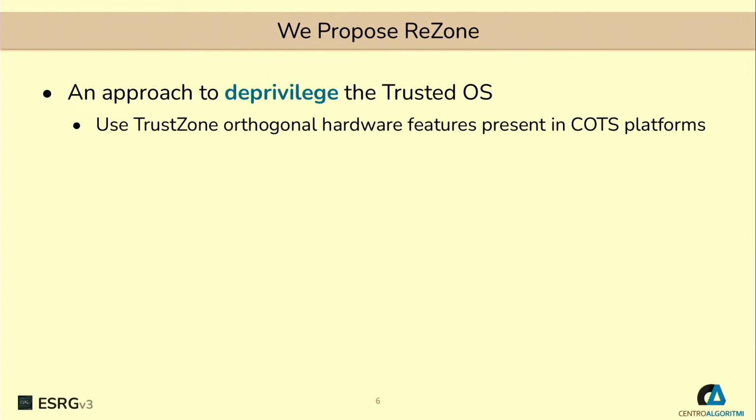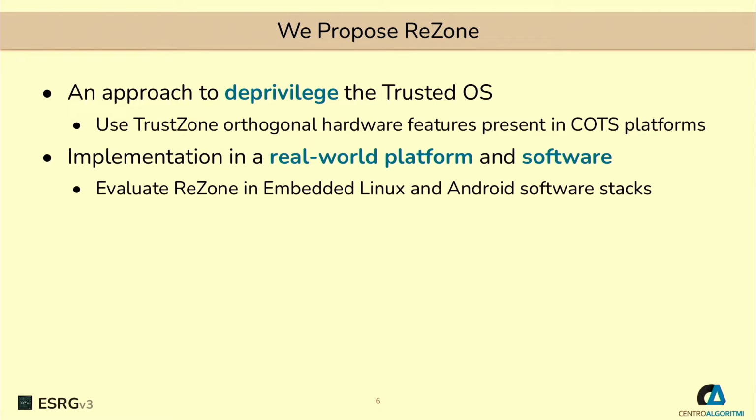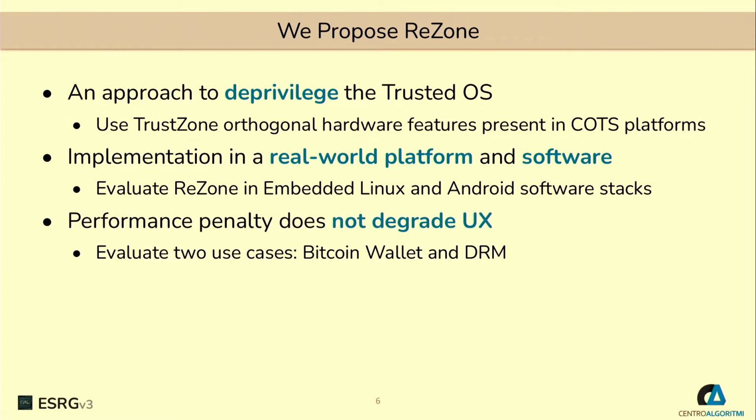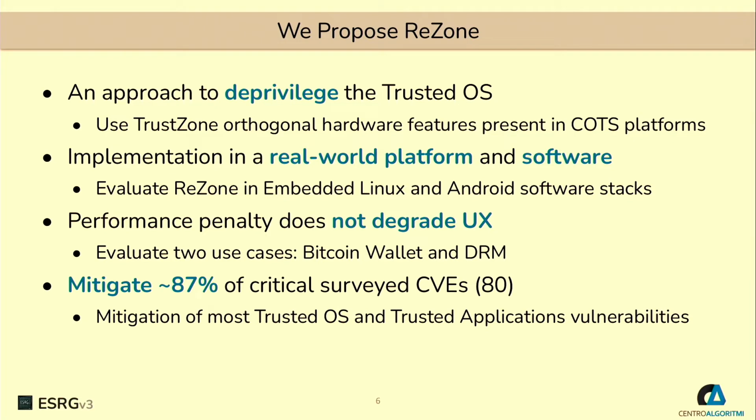So we propose ReZone. With ReZone, we make the following contributions. An approach to deprivilege the trusted OS. We use TrustZone-orthogonal hardware features present in commercial off-the-shelf platforms. We implement ReZone in a real-world platform and software stacks. We evaluate ReZone running on the physical platform, running embedded Linux and Android. Our performance analysis concludes that ReZone does not significantly degrade the user experience. And we surveyed 80 security-critical CVEs, and we conclude that ReZone can help mitigate 87% of them.